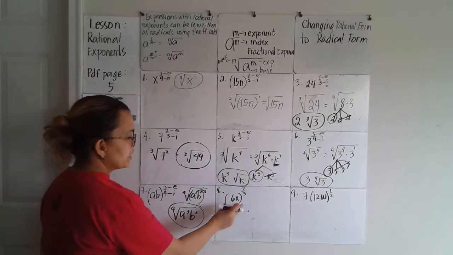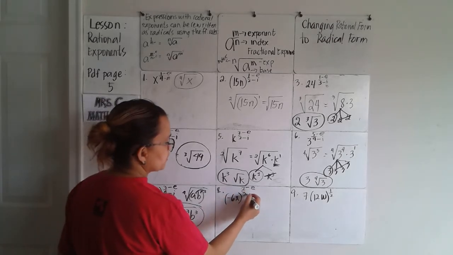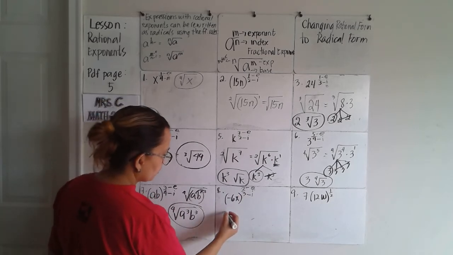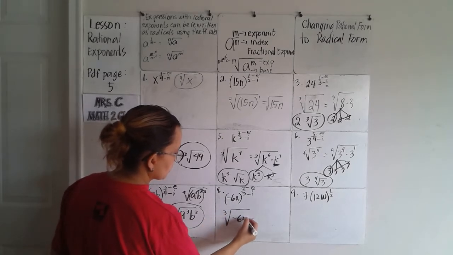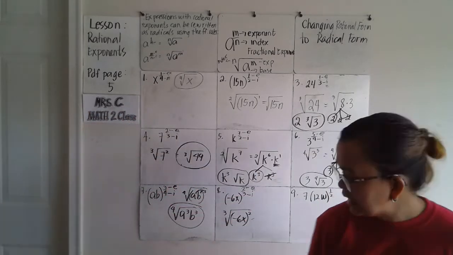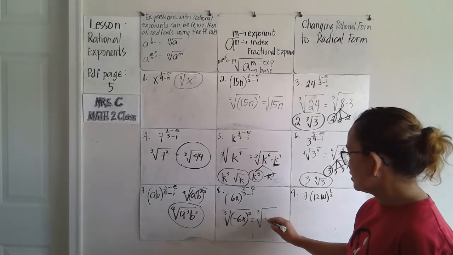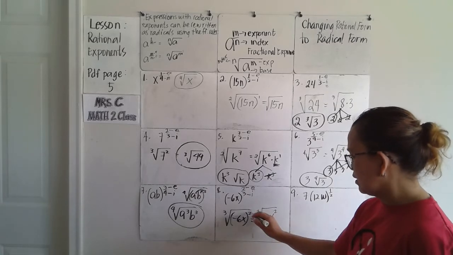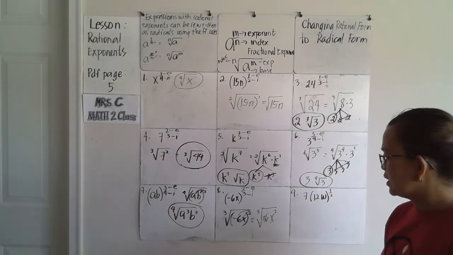Next, number 8. Negative 6x raised to 2/3. 2 will be your exponent, 3 will be your index. So, therefore, it will become the cube root of negative 6x raised to the 2nd power. Let's see, I think we need to simplify this one. So, cube root of negative 6 times negative 6 is 36, and then x squared. Expanded power rule. Okay, I just applied that. That's why it becomes like that.